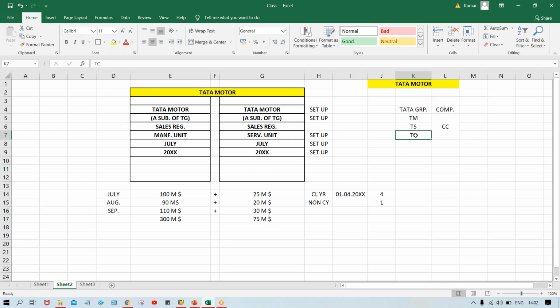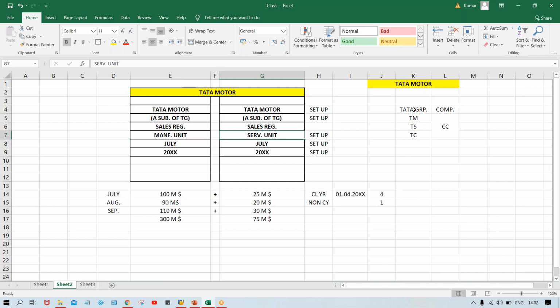So creation of company, creation of company code. And again in Tata Motor, we are having two different kinds of businesses, let's suppose a manufacturing unit and a service unit. So that is again going to be set up as a business area.